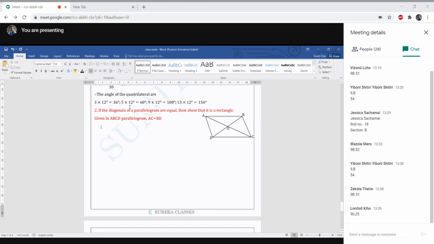Then what do we have to prove? To prove: we have to prove that ABCD is a rectangle. Okay. Then proof. For proof, we'll take this triangle.